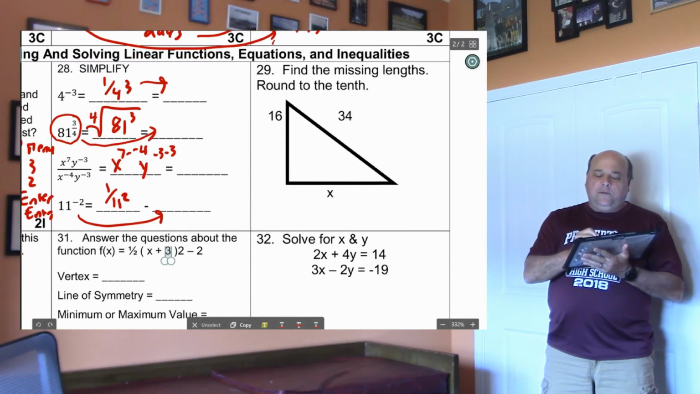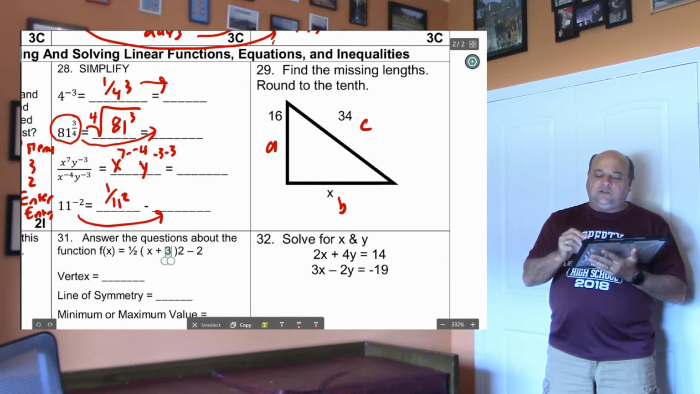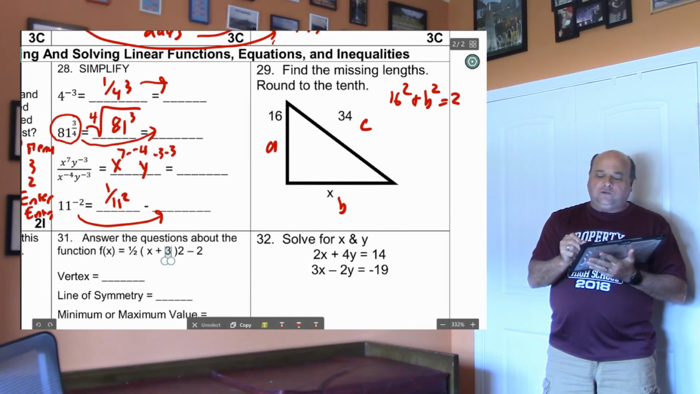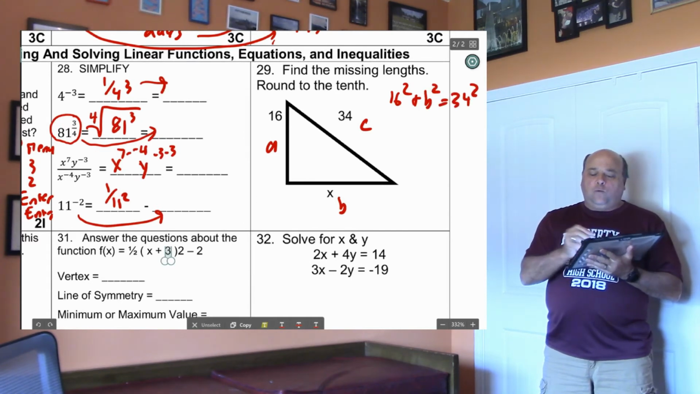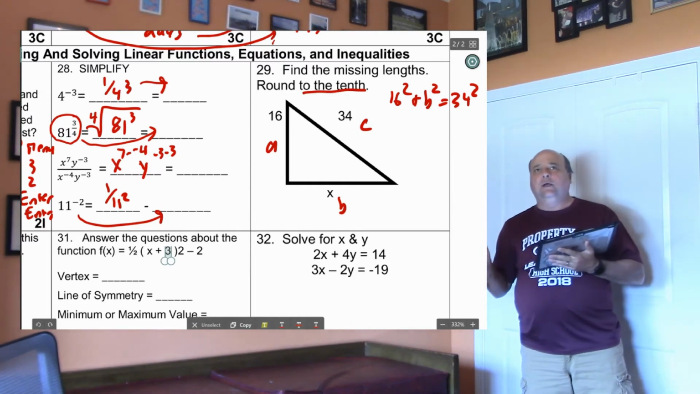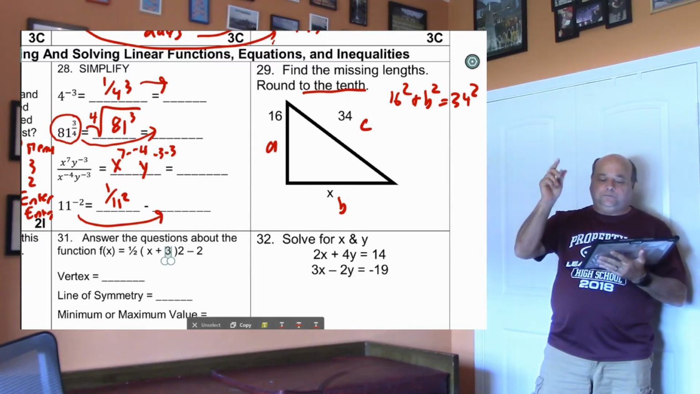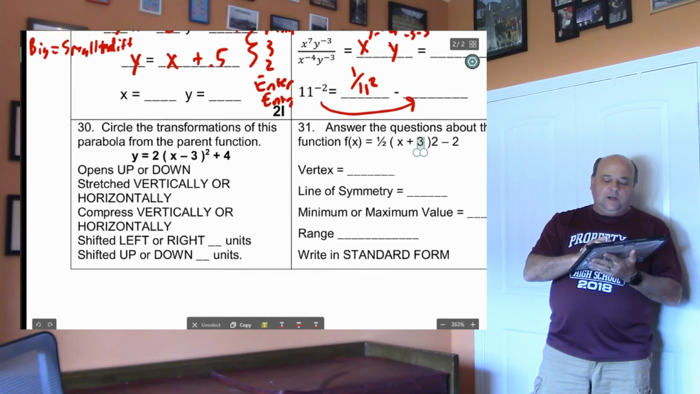Right here, a squared plus b squared equals c squared. So you're going to do 16 squared plus b squared equals 34 squared, and round the answer to the 10th if the answer is a decimal. And let's go down to 30.